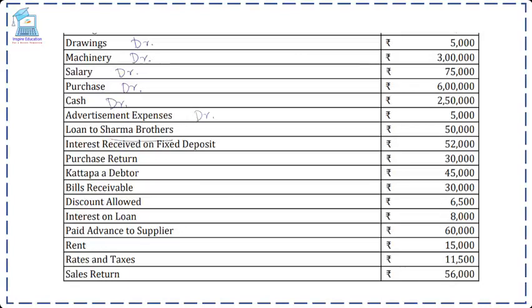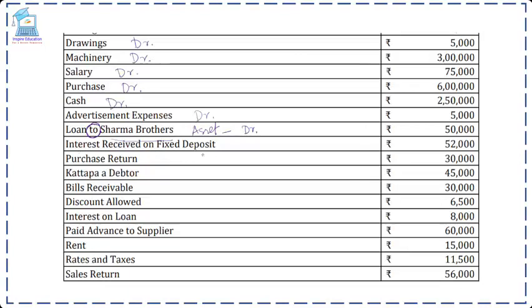Loan to Sharma Brothers. Is it debit or credit? Anyone? Please respond in the chat section. Loan to Sharma Brothers. Debit or credit? Everyone is writing debit. Yes, debit because you are giving a loan. See, this 'to' and 'from' is very important. Loan to means you are giving a loan to Sharma Brothers. So it will become your asset. So it is debit.